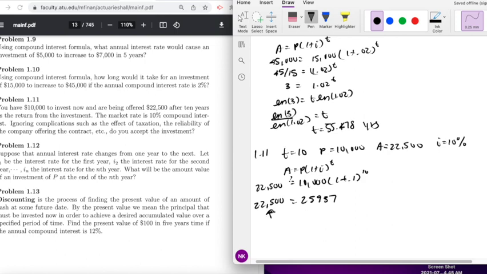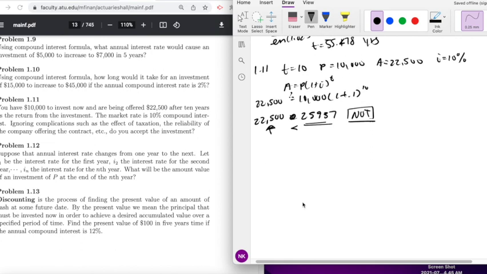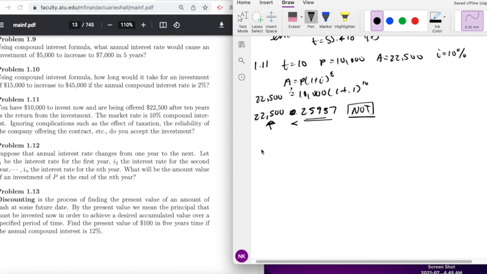Because this is less than that number, I would probably not accept it, because I can make close to 26,000 at the market rate. So their investment firm is not as effective as the market. Alright, 1.12. Suppose that the annual interest rate changes from one year to the next.